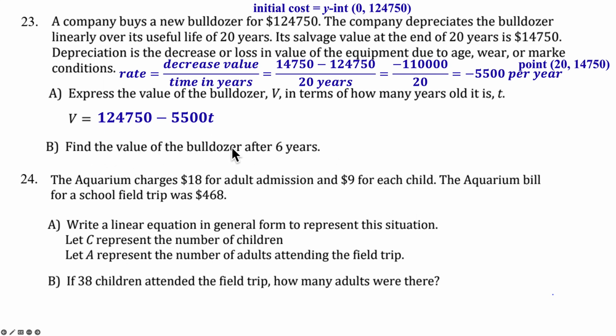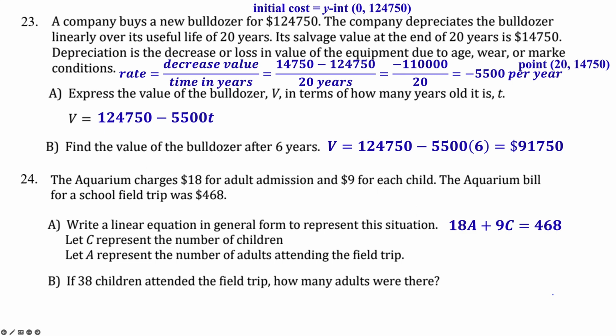If we wanted to find the value of the bulldozer after 6 years, we put 6 in for T. Let your calculator crunch out the numbers, 91,750. So 124,750 minus 5,500 times 6.